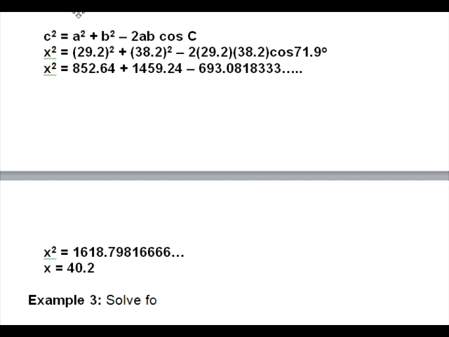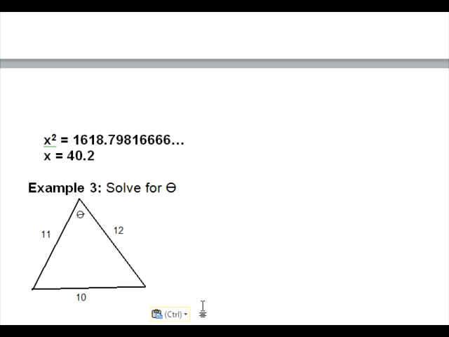That's going to be solve for theta. Unfortunately, I don't have a good theta symbol, I don't think, so this might be a little slow because I'm copying from solve for theta. Okay, so I'm going to paste that right there. There's a triangle. One side is 10, one side is 11, one side is 12.